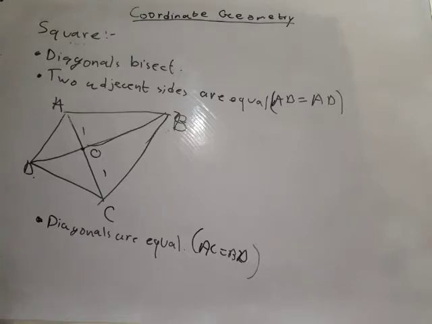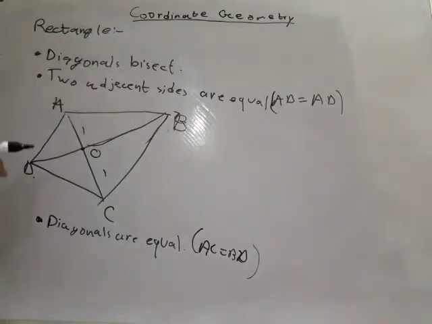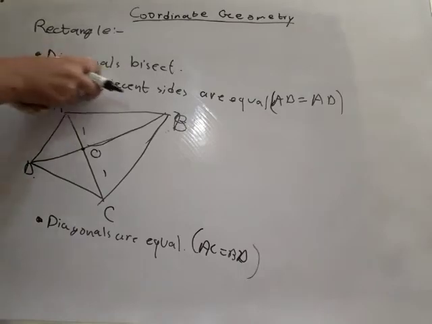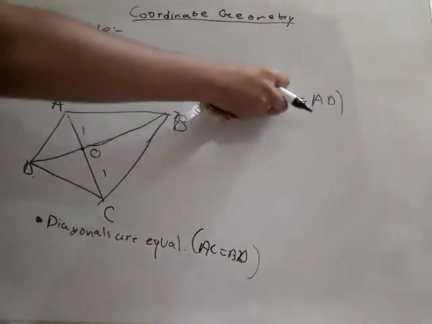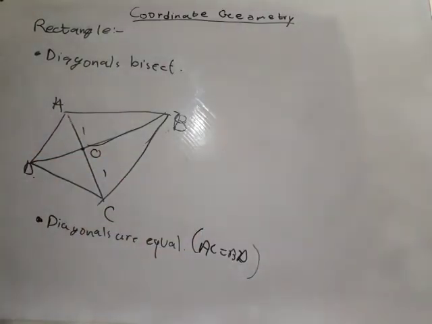And the last one, for a rectangle, how to prove that this is a rectangle? Obviously diagonals bisect because a rectangle is also a parallelogram, but two adjacent sides are not equal, but diagonals are equal. So we have to show just two things. Diagonals bisect, it will prove that it is a parallelogram, and diagonals are equal. This will prove that it is a rectangle.